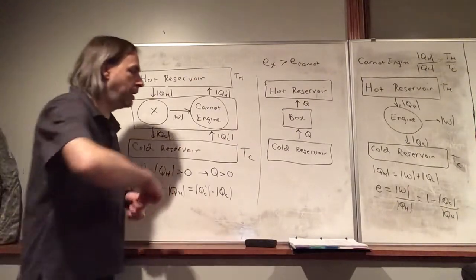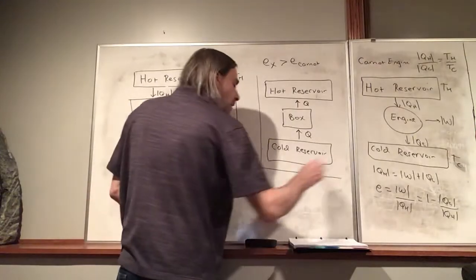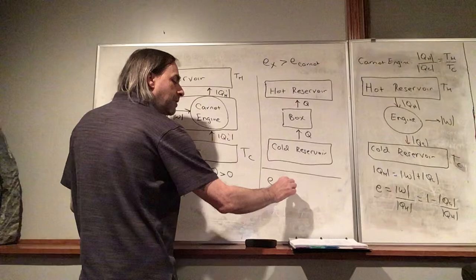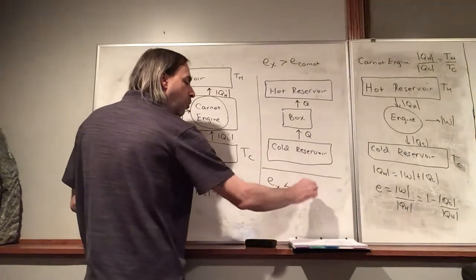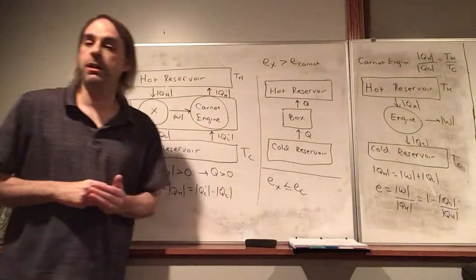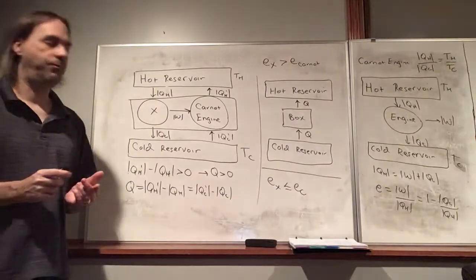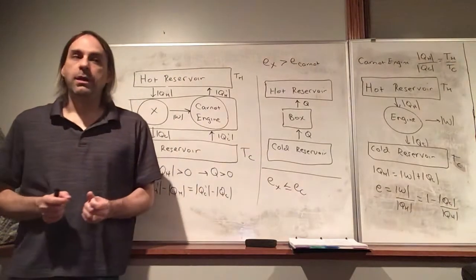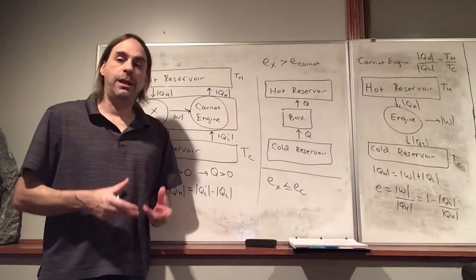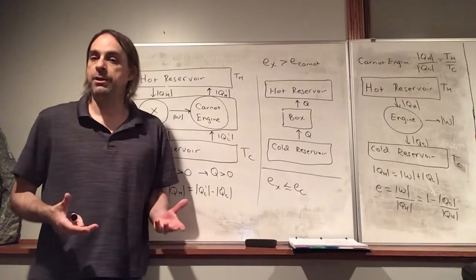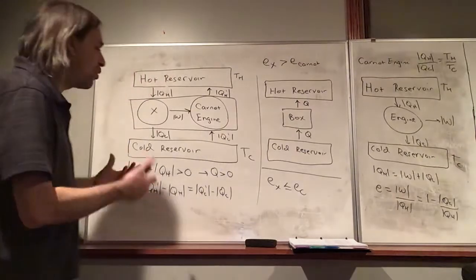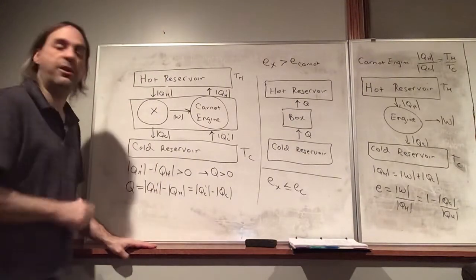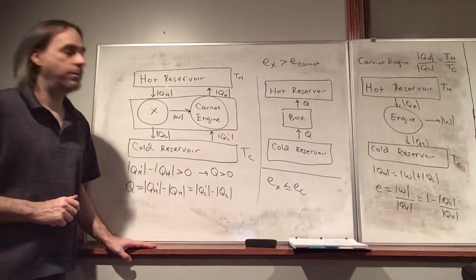So what we've shown in an indirect way is that the efficiency of any real engine has to be less than or equal to the efficiency of a Carnot engine. And that's why these Carnot engines are so important. They are the most efficient engines that could possibly exist. You'll never have a heat engine that can be more efficient than a Carnot engine.